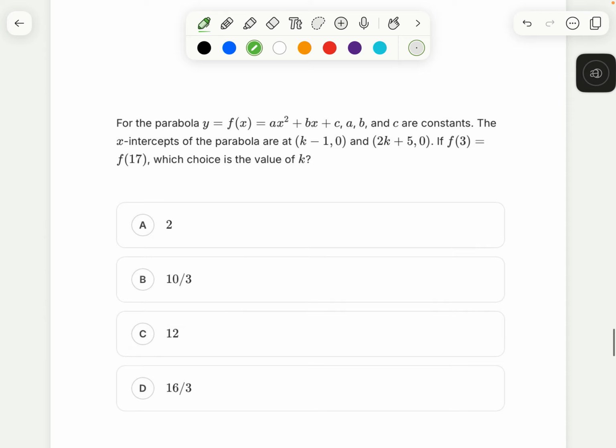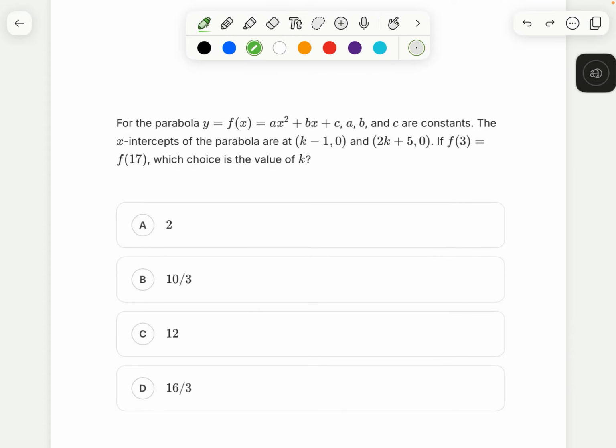Okay, so here we have a parabola, y equals f of x. And of course, this is standard form of a quadratic, where a, b, c are constants. The x-intercepts are k minus 1 and 2k plus 5. They tell us that if f of 3 equals f of 17, which of these four choices is the value of k?